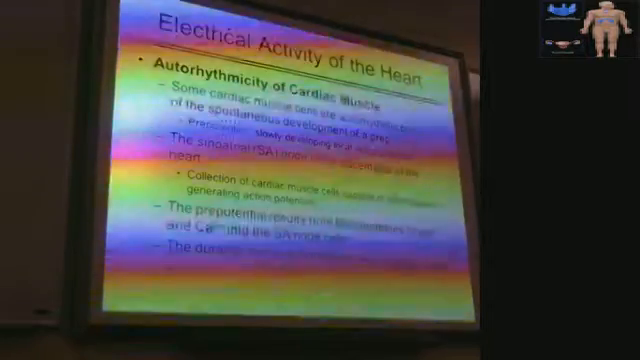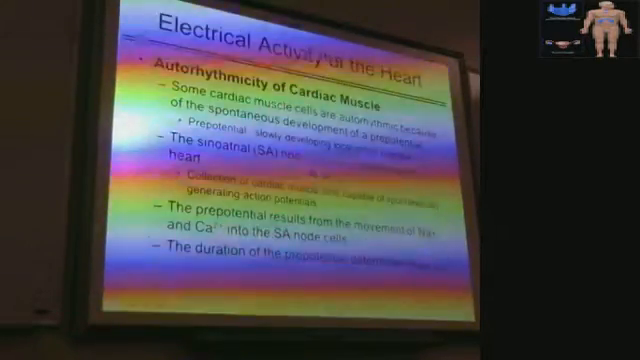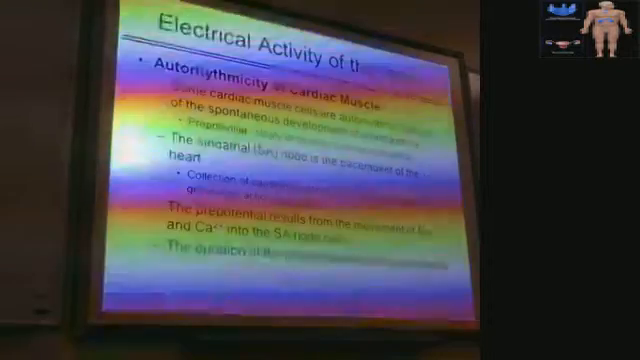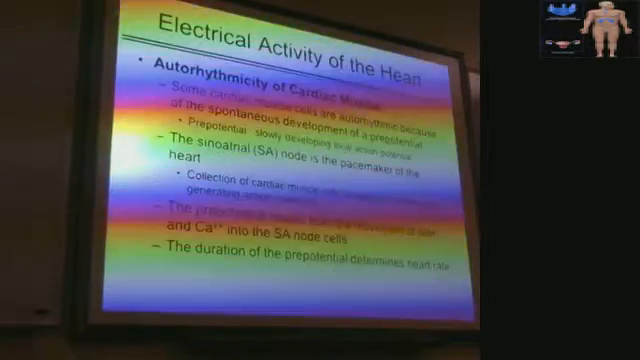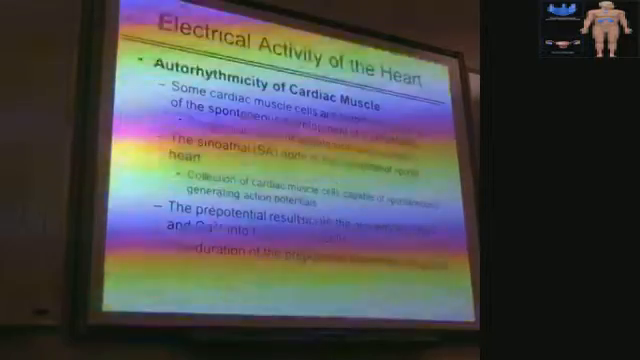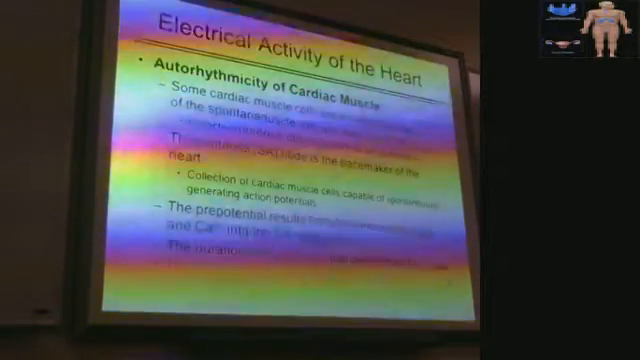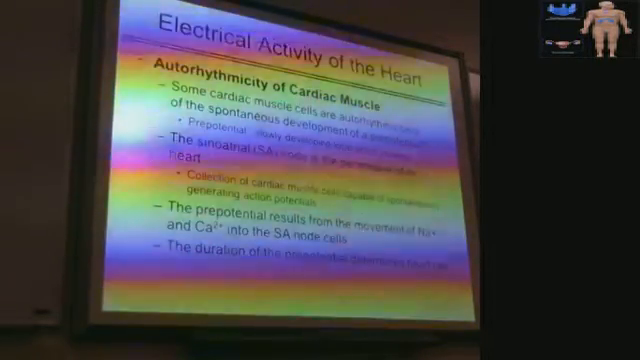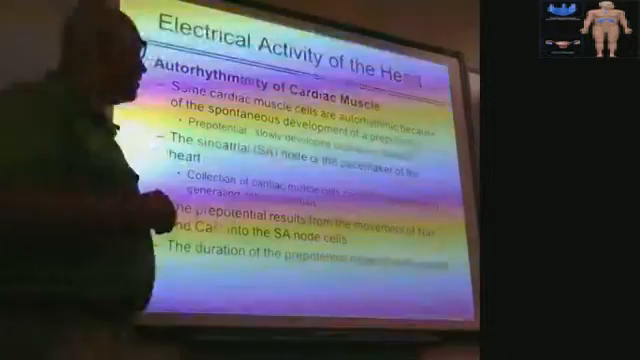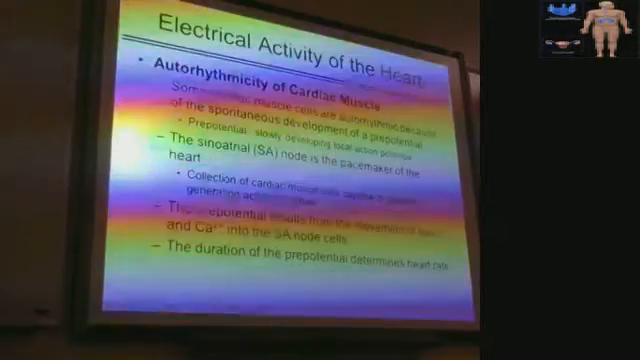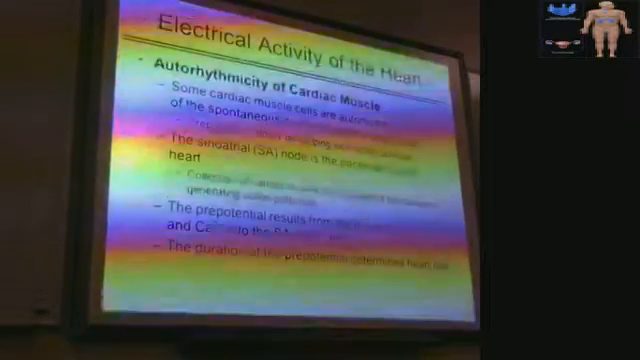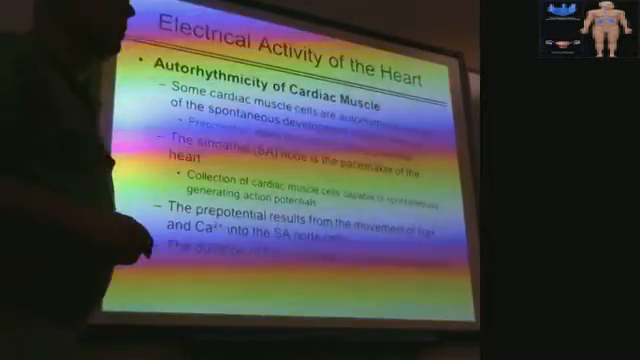Okay, electrical activity of the heart. Autorhythmicity. Some cardiac muscles are autorhythmic because of the spontaneous development of a prepotential. A prepotential is a slowly developed local action potential. The SA node is the pacemaker of the heart. That's important to know. The SA node is the pacemaker of the heart.